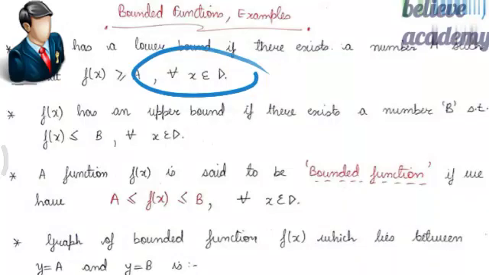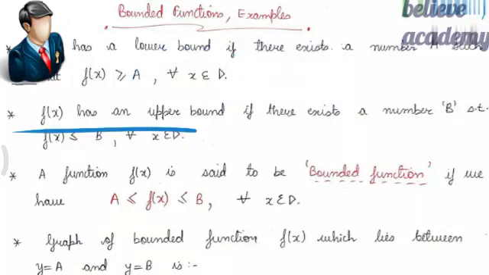Similarly, f of x has an upper bound if there exists a number b such that f of x is less than or equal to b for all values of x in the domain. For example, the sin x example here is always less than or equal to 1.